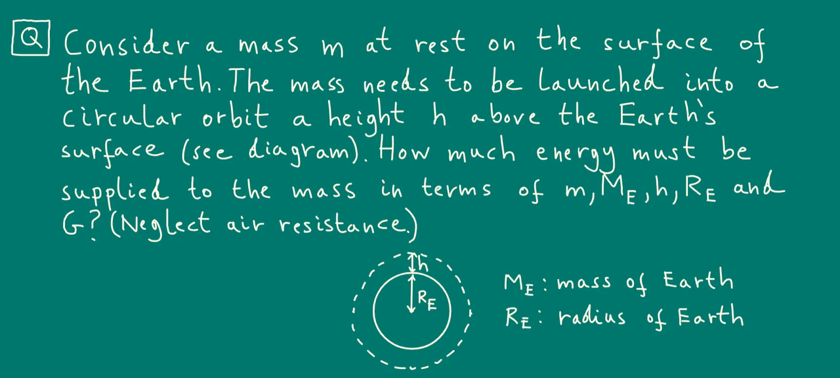See diagram. How much energy must be supplied to the mass in terms of m, little m, capital M subscript E, which is the mass of the Earth, h, capital R subscript E, which is the radius of the Earth, and big G, which is the universal constant of gravitation. Neglect air resistance. So you can see the diagram below here, referenced in the question. Please pause the video and have a go at this yourself. And when you're done, unpause the video and we'll discuss the solution.